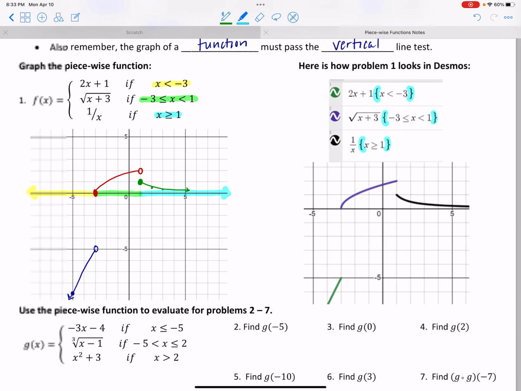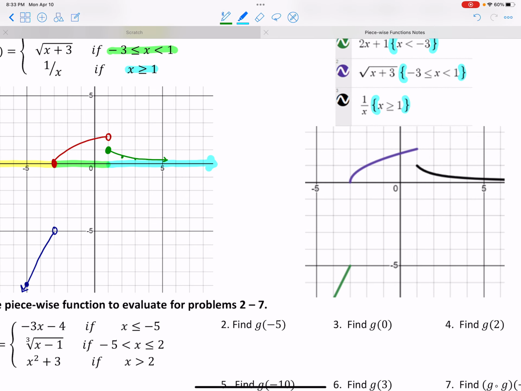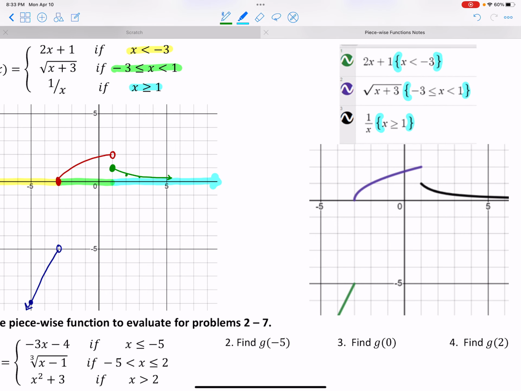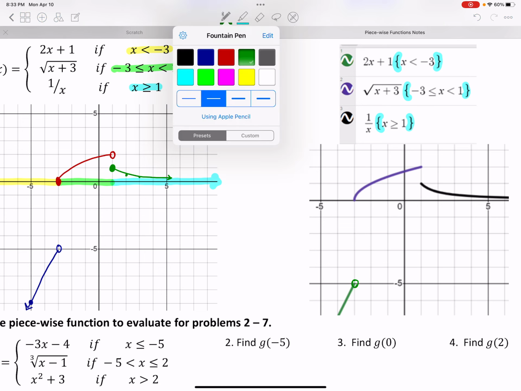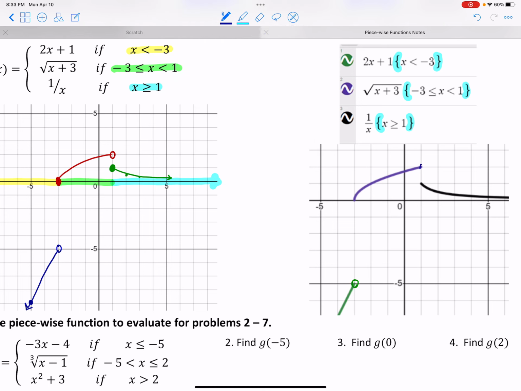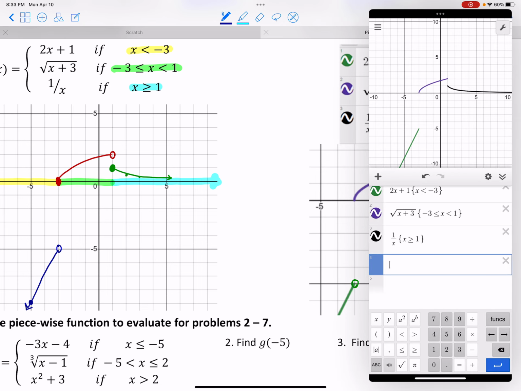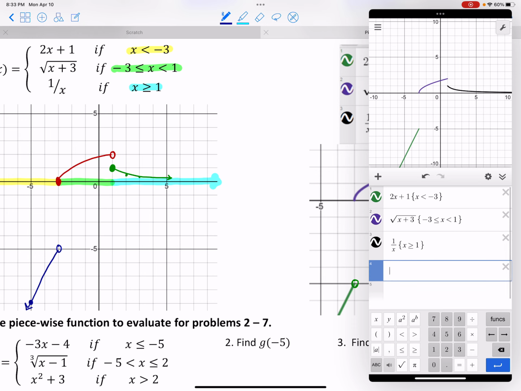Now, the only downside to Desmos is that it does not explicitly show you the open points. If you look at the graph that's created, they all look like they're closed points. But we know, for instance, that this one should be open, and we know also that this one should be open. So if you wanted to make a really nice thorough graph in Desmos, again, you're going to type each piece in there. It's going to give you this picture.